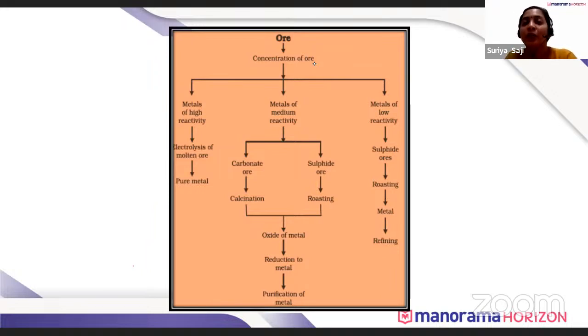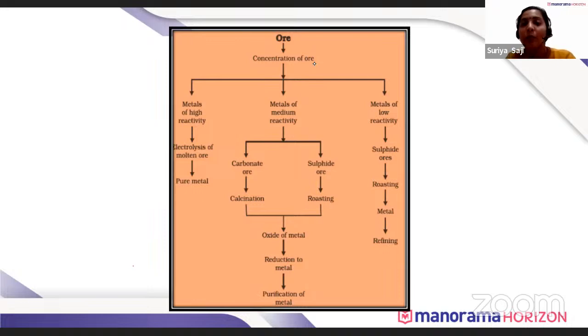Then metals we can divide into three types: metals of high reactivity, medium reactivity, and low reactivity. We'll see now how metals of high reactivity can be purified. So for metals of high reactivity, what we will do is electrolysis of molten ore. Actually, we cannot do electrolysis for solids. So we will convert it to the molten phase, and then we will conduct electrolysis, and pure metal is obtained from that.